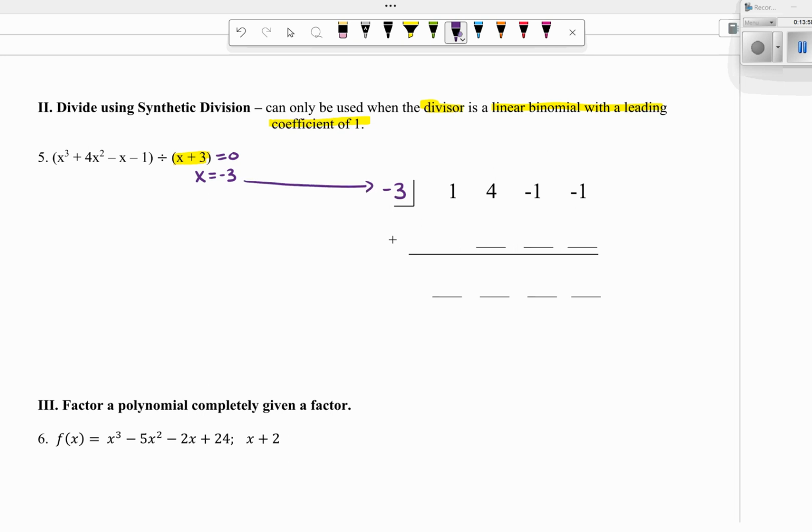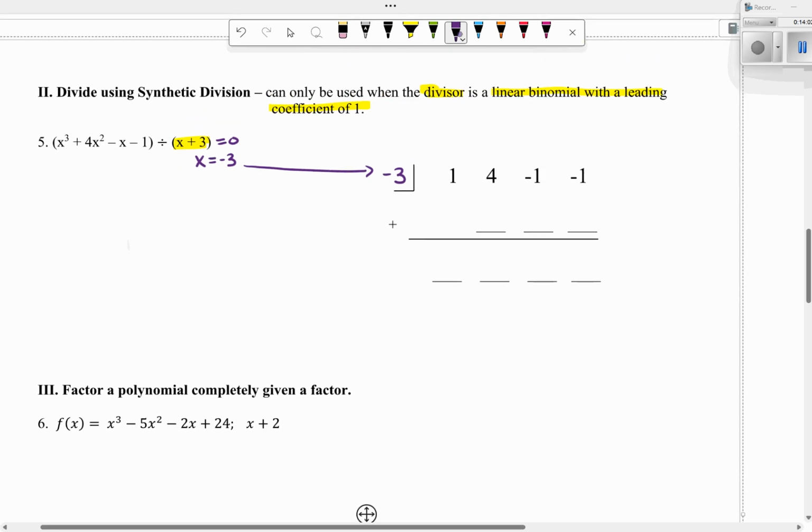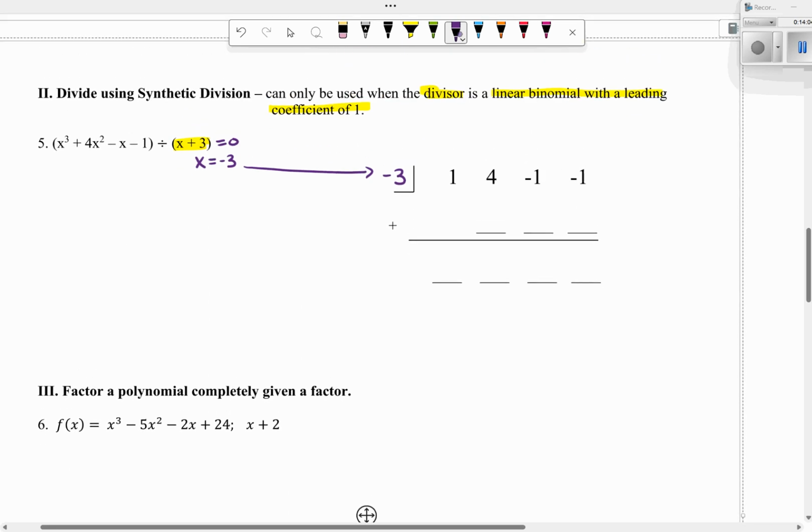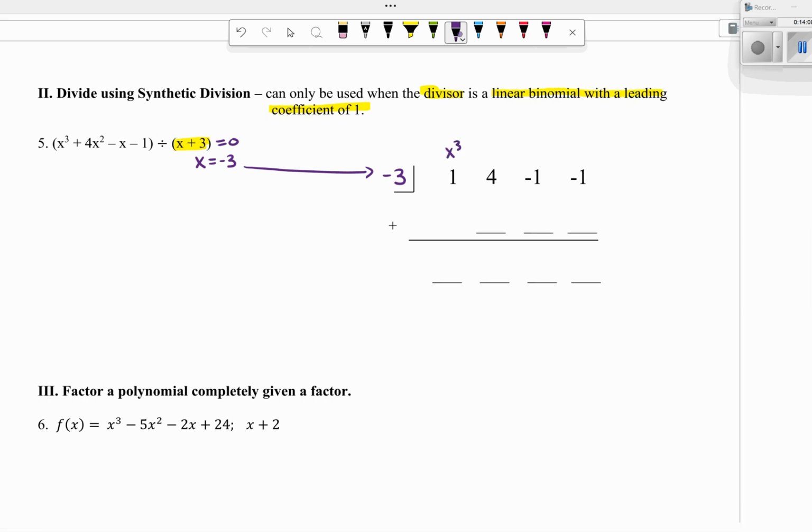So for our synthetic division, you'll notice that if we were missing any 0 placeholders, just like long division, we would put them in. So where did these numbers come from? This was from our x cubed plus 4x squared minus x minus 1. Notice that there's a coefficient of 1 in here. So these are the coefficients. We take the coefficients, and now we're going to bring down the first term, which is 1.